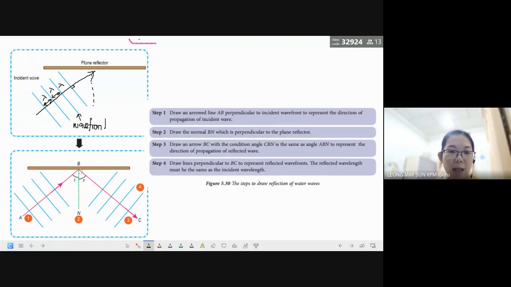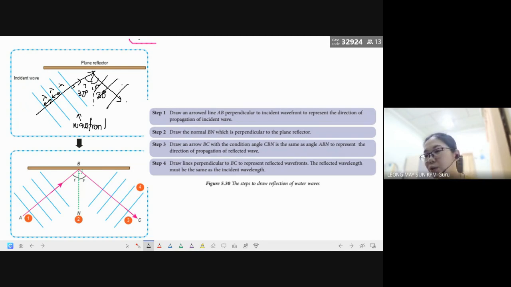Then after that, measure the angle of the incident and measure the angle of the reflection and bounce it back up. So if the incident angle is 30 degrees, then the reflected angle should be 30 degrees as well. Draw the arrow, all right, and then measure the wavefronts again.